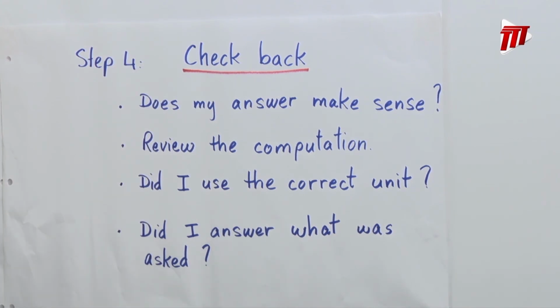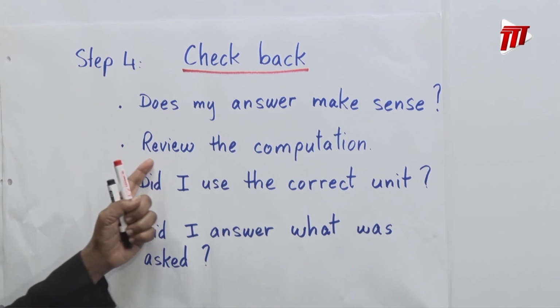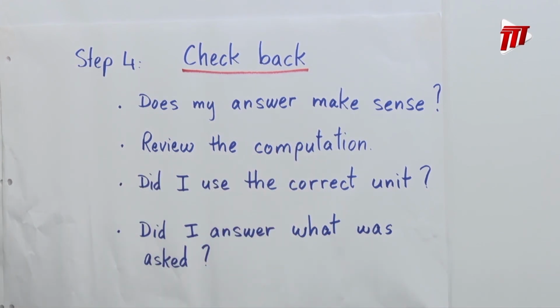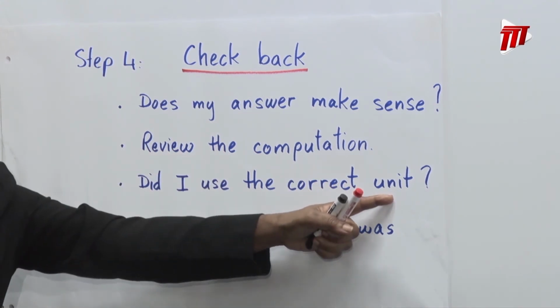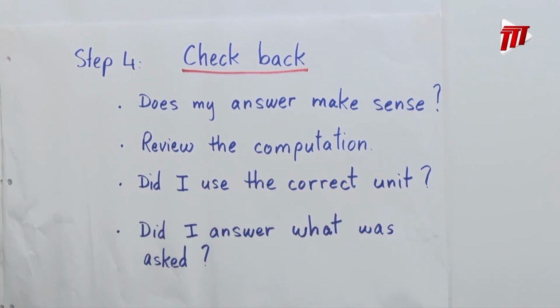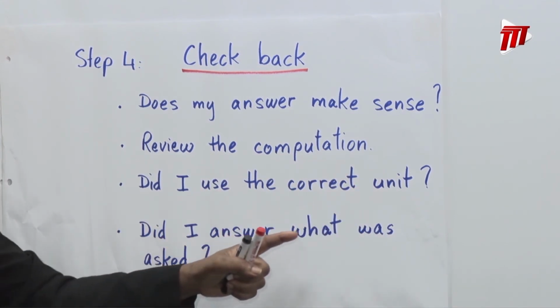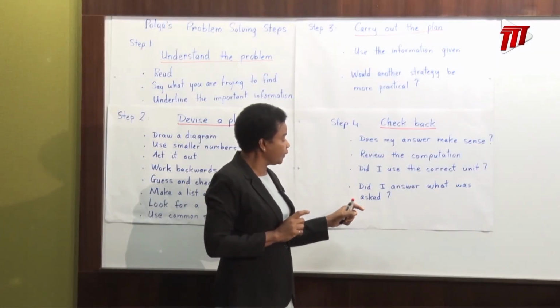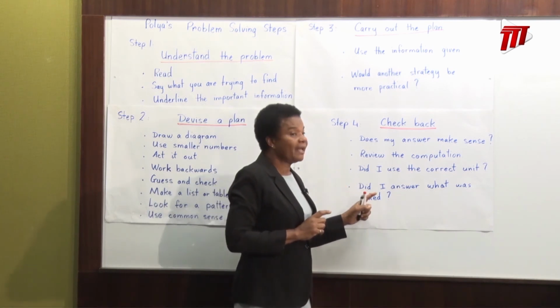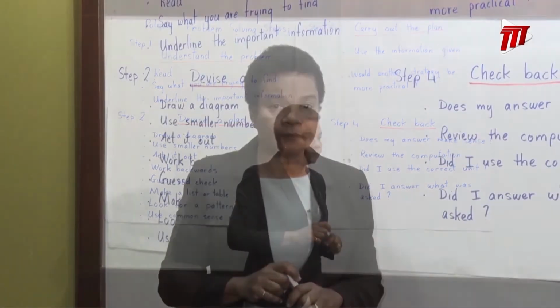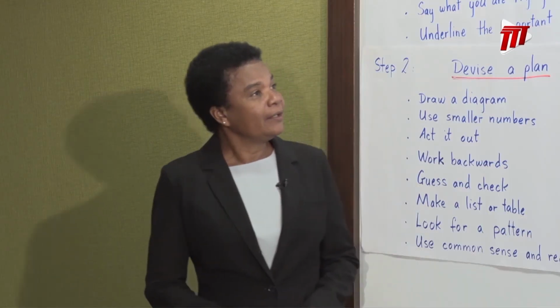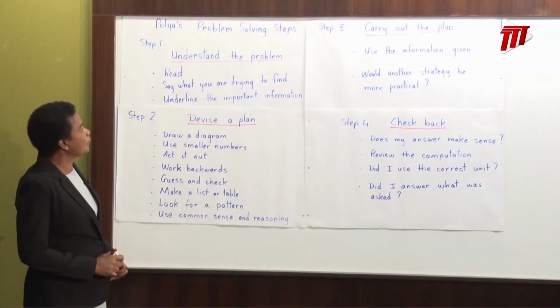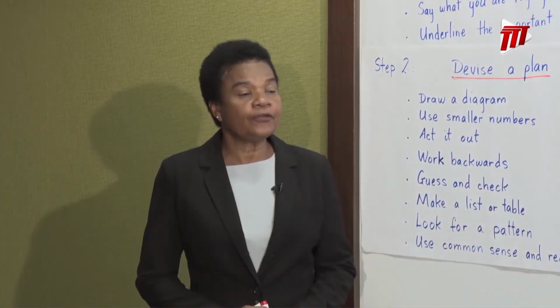Many a times, a question is incorrect because of a simple mathematical error in addition, subtraction, multiplication, or division. Always review your computation. Check your unit. Did you use the correct unit? And finally, did I answer what was asked? Read the question again, find out what the question is asking you, and ask yourself, is my answer what was being asked for?